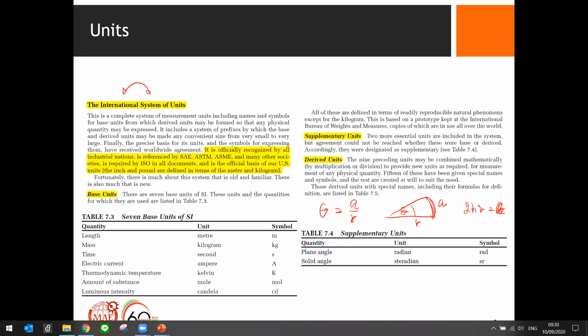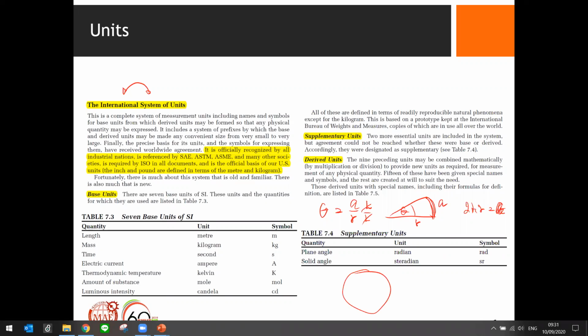Okay, so the dimension of A is L, and the dimension of R is also L. As you can see here, L and L cancel out, so there is no unit. No derived unit for the radian, but it's a very, very important unit. I mean, the symbol radian, the unit radian. Right? The solid angle is about the angle of the sphere. This is plane angle, right?